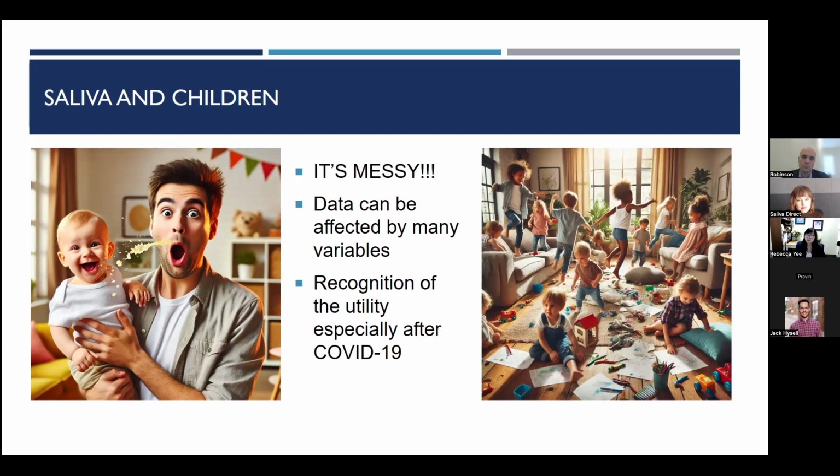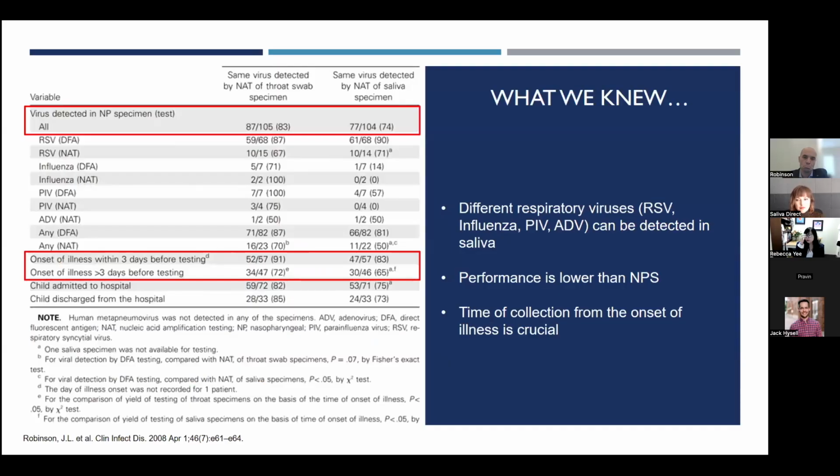So I think the field has very much progressed compared to prior to COVID-19. With that said, today I'm going to present some of the data that have been published as well as data that I have generated with regards to using saliva as a specimen type in pediatric populations. So let's start off with what do we know about using saliva as a specimen type for respiratory testing?